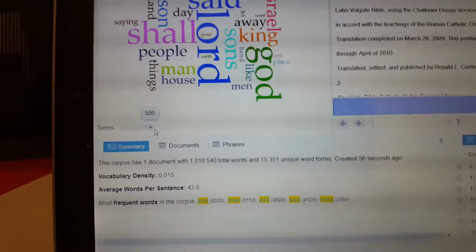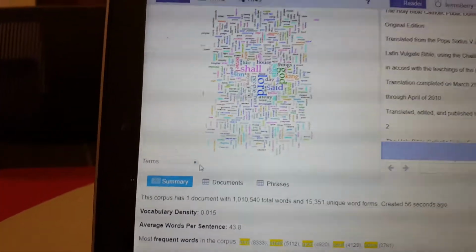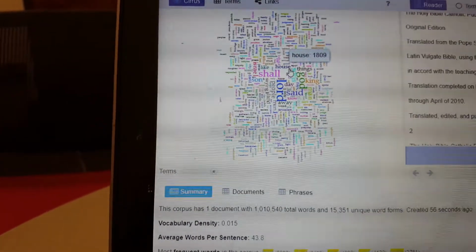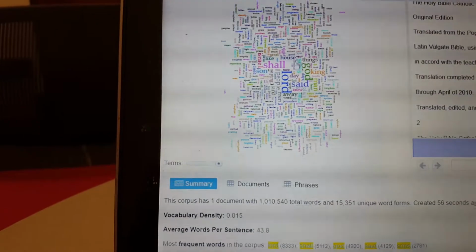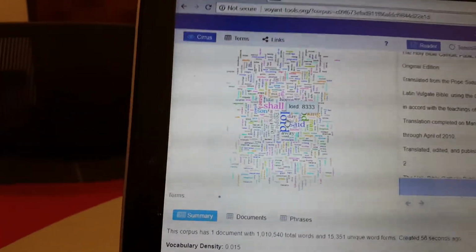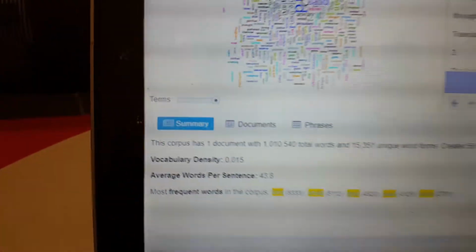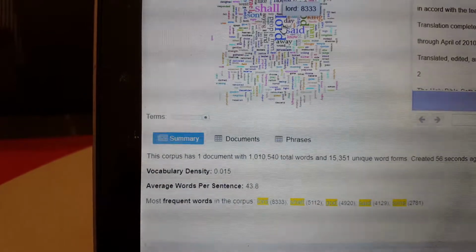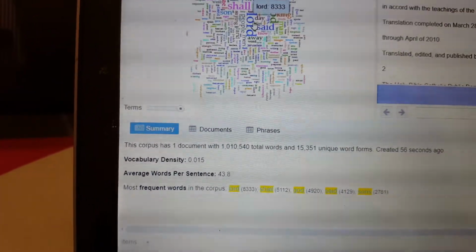But then when you blow it up real big to 500 terms, there's a whole bunch, but you can still see that these are the biggest ones, by a majority. But house pops in there, things, I thought that was really interesting. Lord pops in there a total of 8,333 times, which is just insane. Then when you look down here, the total amount of words was 1,010,540. I just thought that was crazy.